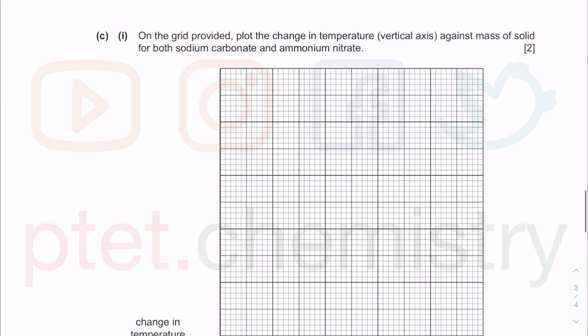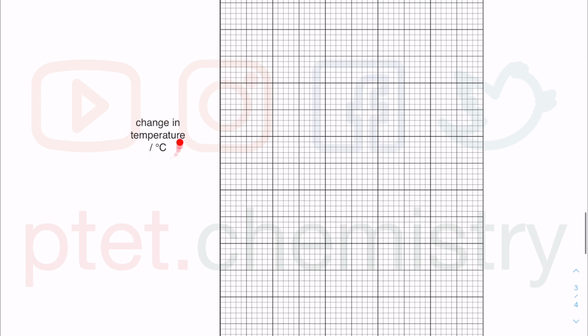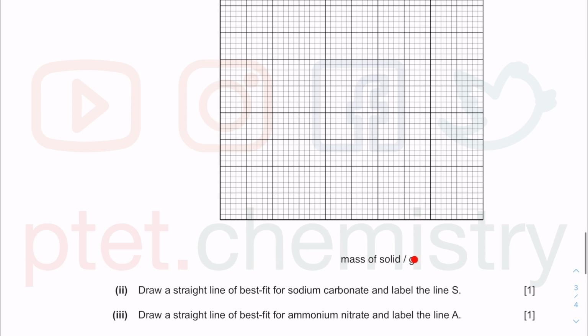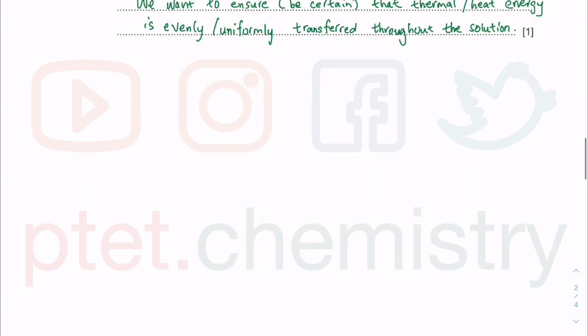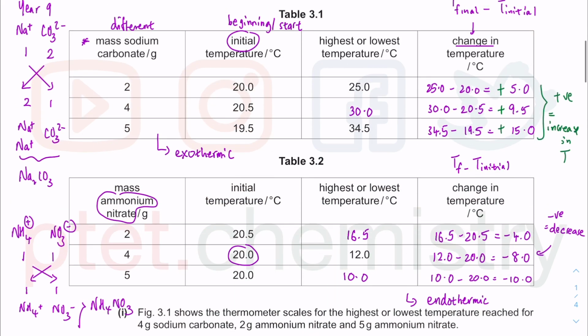Now on the grid provided, plot the change in temperature. You need the change in temperature against the mass of the solid for both. So you need to draw one thing for sodium carbonate and then the other thing for ammonium nitrate. This is change in temperature already, final minus initial temperature. This is the mass of solid. Let's try for sodium carbonate first. So what do we have in our table? For 2 grams of sodium carbonate, we have 5.0, 2 gram and 5.0.